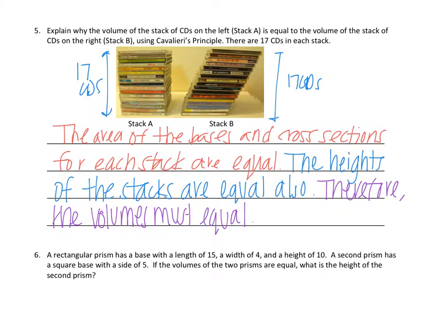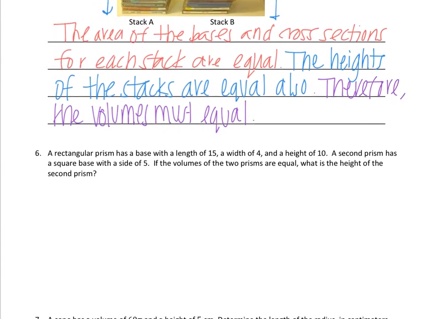Remember, this was a three-step thing. The area of the bases and cross-sections are equal. The heights are equal. Therefore, the volumes are equal.